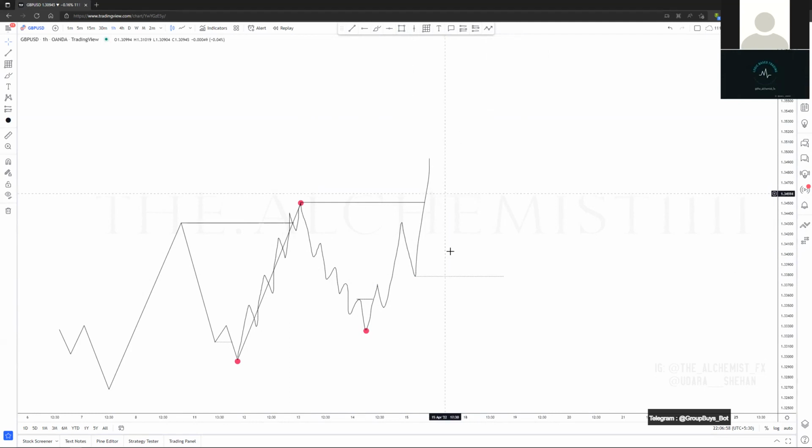So that is how a trading range is created. Can you understand that? Yeah, I hope it's clear.